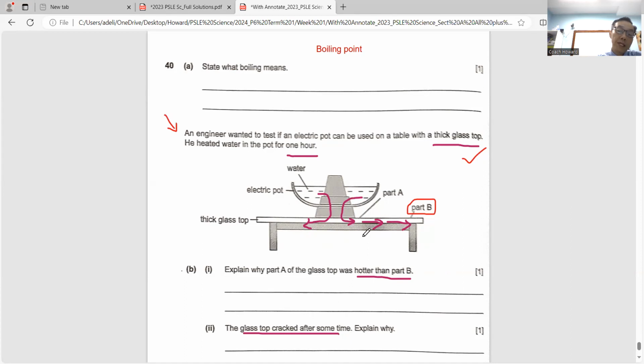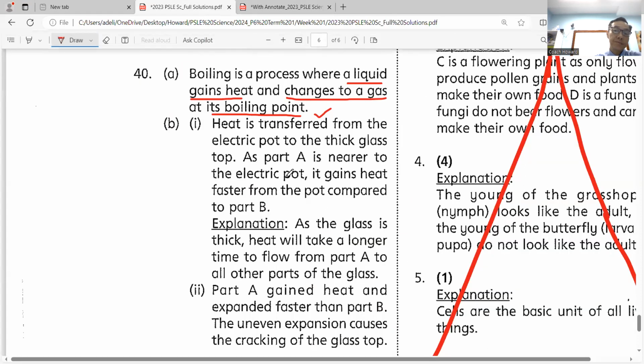So it is good to annotate, because by annotating, you will notice that the heat will actually flow to part A first before reaching part B. So explain why part A of the glass top was hotter than part B. So the answer is quite simple.